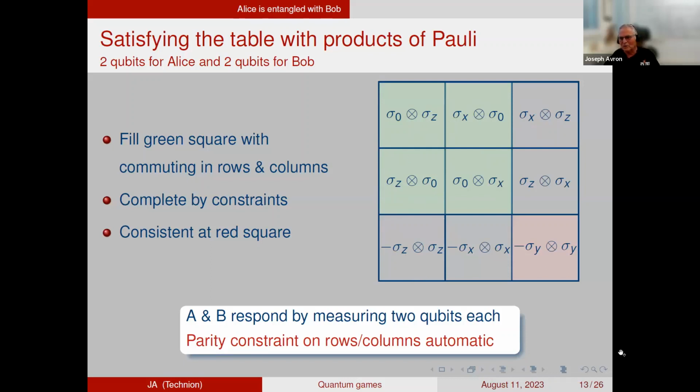And the miracle that occurs is that now Alice and Bob actually agree on what is happening in the red square. Previously, they did not agree, but now they do agree. And the main reason is that previously the disagreement came because multiplication of numbers was commutative, but multiplication of Pauli matrices is not commutative.